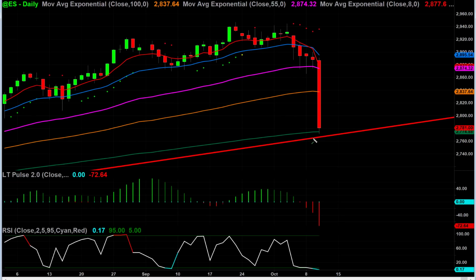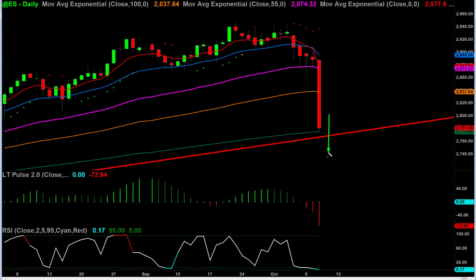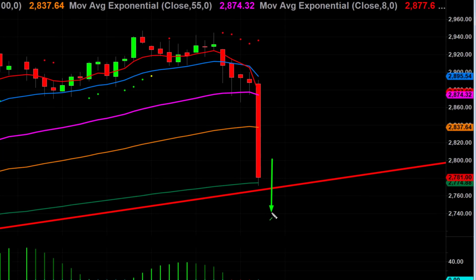I think what we need to do is be patient and see what the market will do next. For example, if the S&P were to close below this trend line, below this double support, and stays below it, then very likely, yes, we're heading towards a bear market. If the S&P were to drop below the 200 daily average and below the trend line and then continue to stay below it, that would be a hugely disturbing sign. I think that's actually less likely.